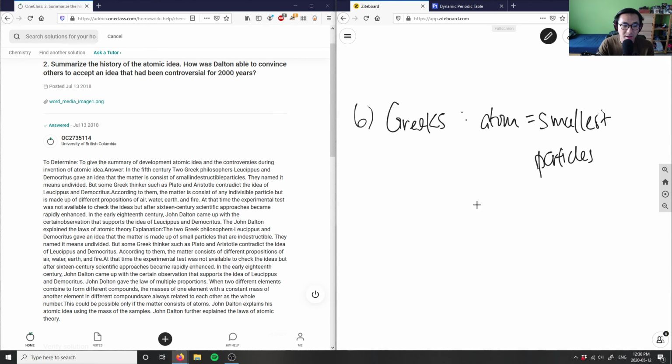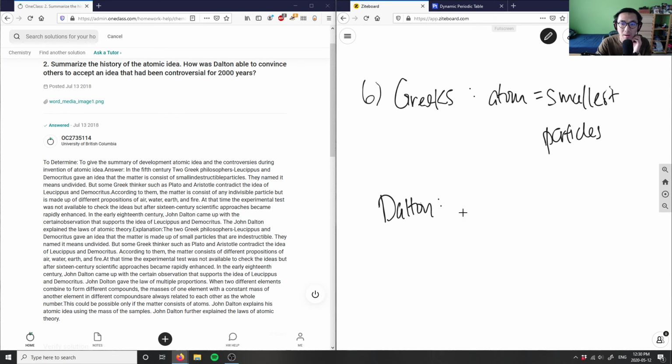And after that, the next person to break this theory was Dalton. His summarization of the atomic theory was that atoms are the smallest particles. So they restated this here, but he also built on this idea of the law of conservation of mass and the law of multiple proportions.